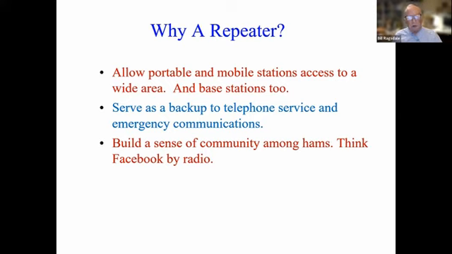And finally, we build a sense of community among the hams. We sort of think of this as Facebook by radio. We have 3 nets. We have 2 Sunday night nets. We have a Monday net. And then every morning at 7 a.m., there's a half-hour coffee and commute time chat net.